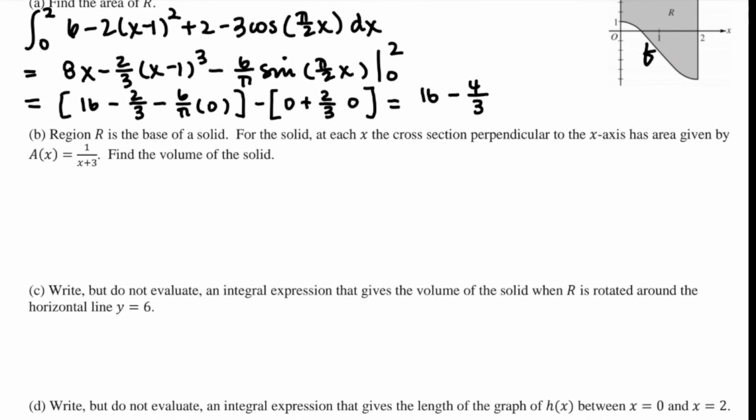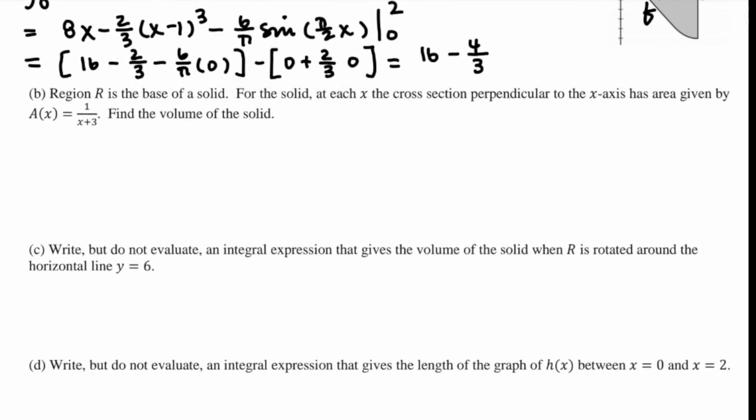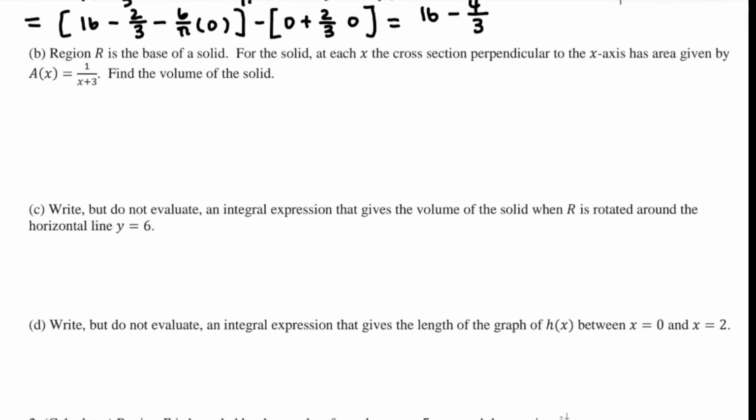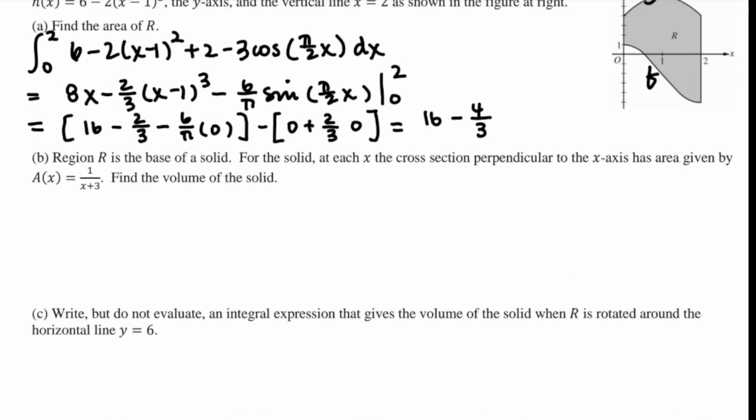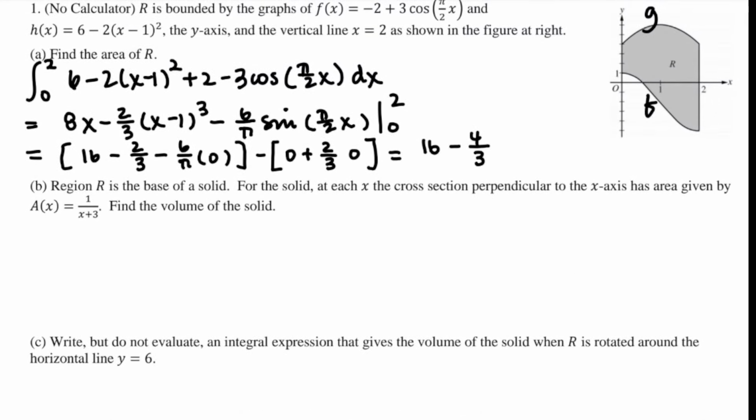All right, R is the base of the solid. At each x, the cross-section perpendicular to the x-axis has area given by A of x equals 1 over x plus 3. Find the volume of the solid. Okay, so if they tell us the area of the cross-section, that's all we need to know to find the volume. We just integrate that area formula. And if it's something simple like 1 over x plus 3, we don't know what the shape is, but we know the area formula, so we're just going to take it on faith and integrate that.